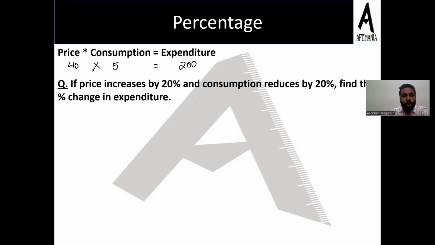Okay, so I hope you must have solved it. Let's try to get the answer. The correct answer is 4% decrement. I hope the majority of you must have got the correct answer, but still let me discuss.